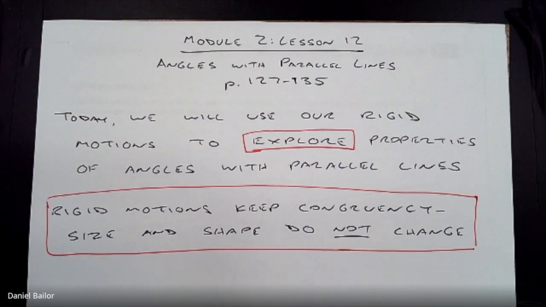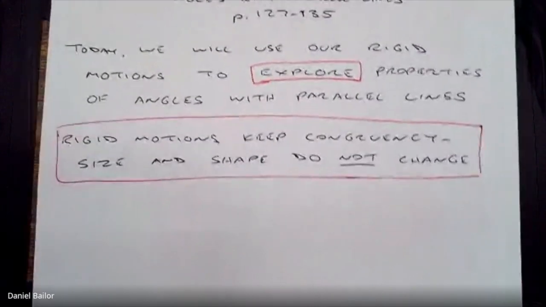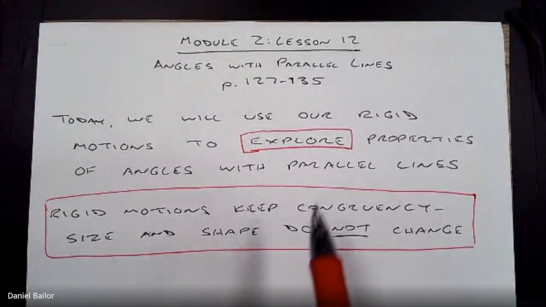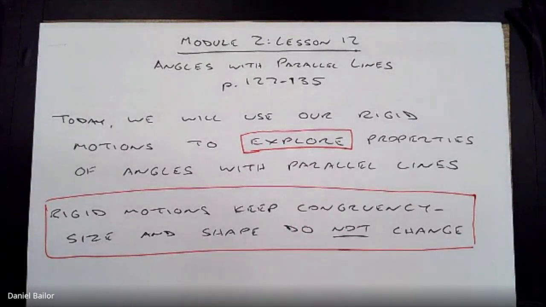Now you can see on my notes that I do not have the rules written down. That's because this is kind of an exploration lesson. We're going to explore some things. We're going to play around with some lines and some angles. We're going to learn things by doing, by exploring. And so I will add the 4 rules to the bottom of my notes after we learn them.